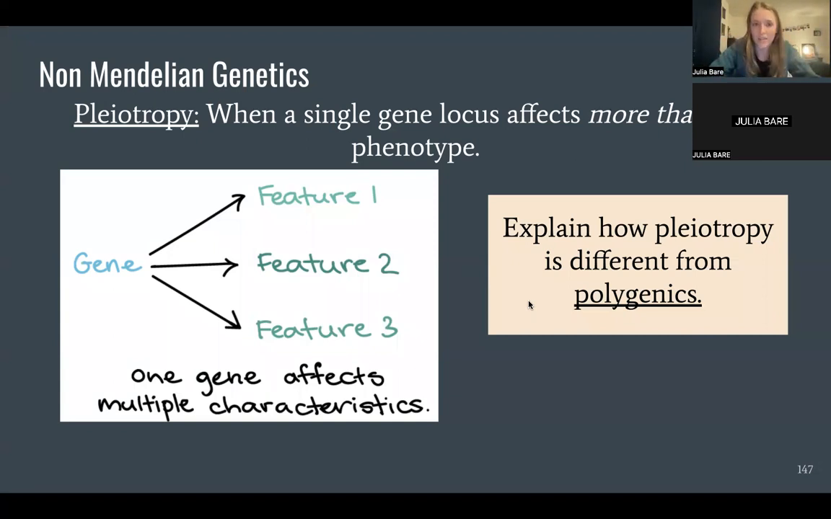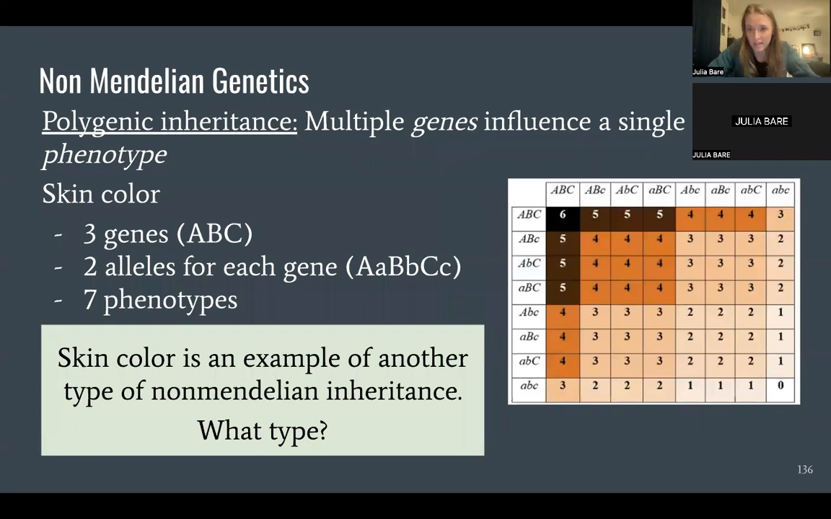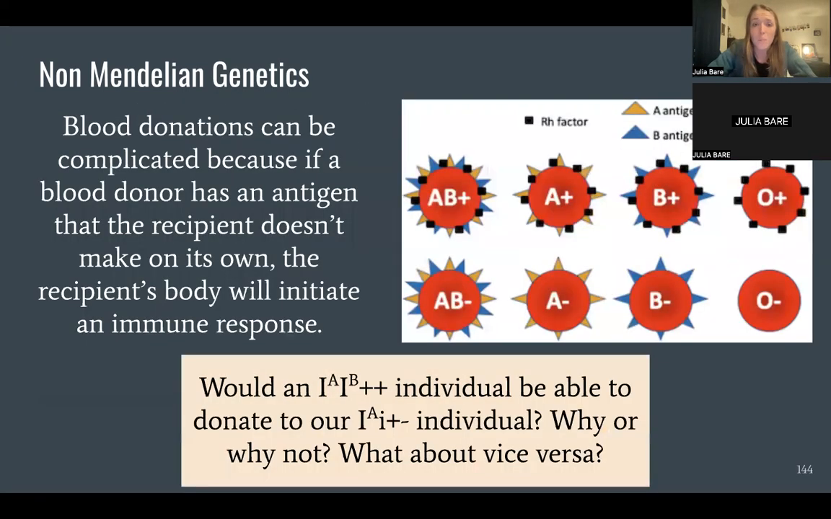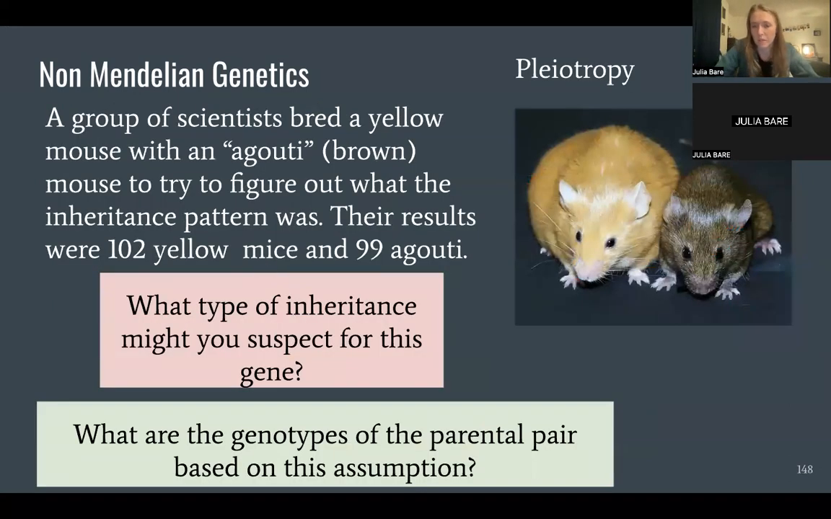With polygenics, if we go back to our example, that is when you have multiple genes affecting the same phenotype. In this case, we were looking at skin color, but there are multiple genes, A, B, and C. There's actually a lot more, but we just used A, B, and C for this example, that affect the phenotype of skin color. That's polygenic inheritance. But for pleiotropy, it's the opposite. You have one gene affecting multiple phenotypes. Let's look at an example of this, all right?